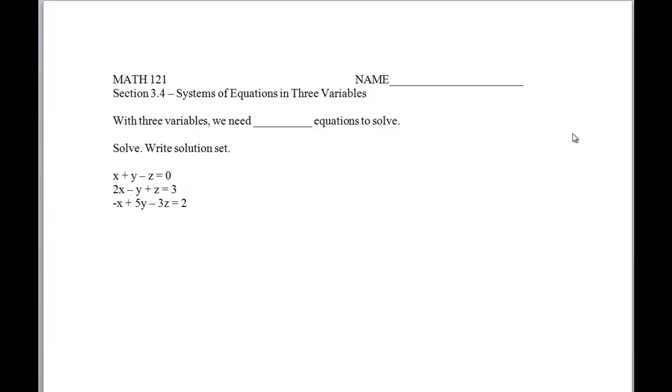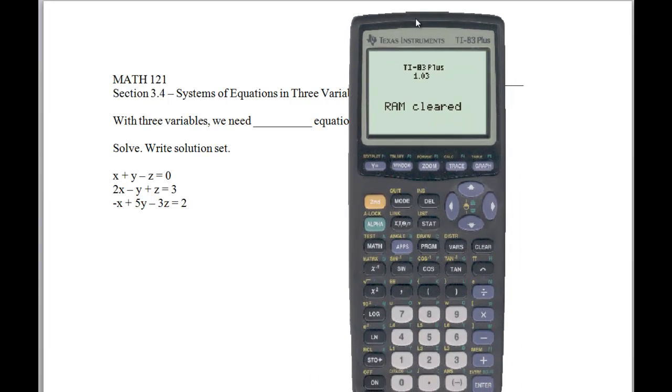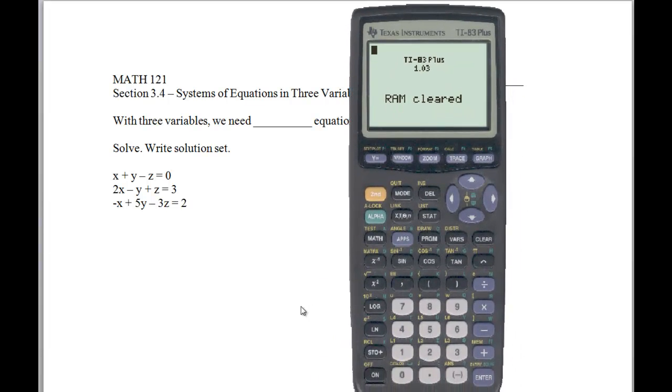This is Mr. Anderson from Cal Community College for Math 121, and we're going to learn about solving systems of equations with matrices. Using the graphing calculator, it's a pretty cool function to use the matrix features inside to get us what we need. And we're going to show you some work that you can do ahead of time to make things easier on yourself.